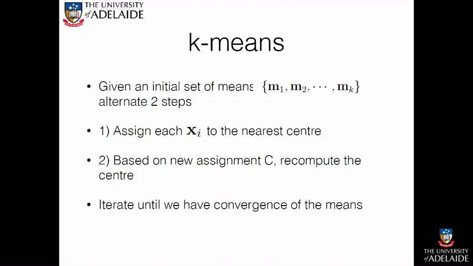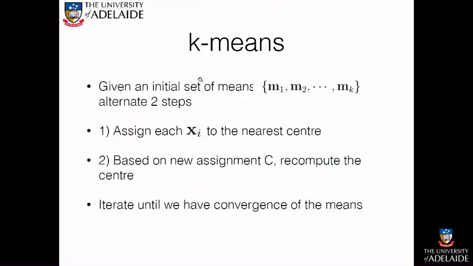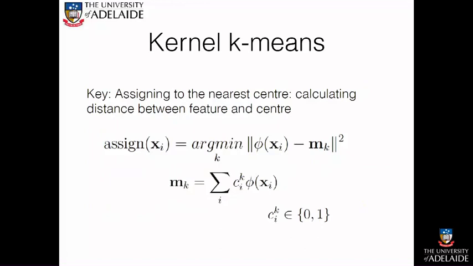And now we know that we don't have to calculate the distance in the original space. We can calculate the Euclidean distance in the projected space. Using this kernel trick, we can kernelize this algorithm to have a nonlinear version of k-means. Okay. So then we can apply this kernel trick to k-means.